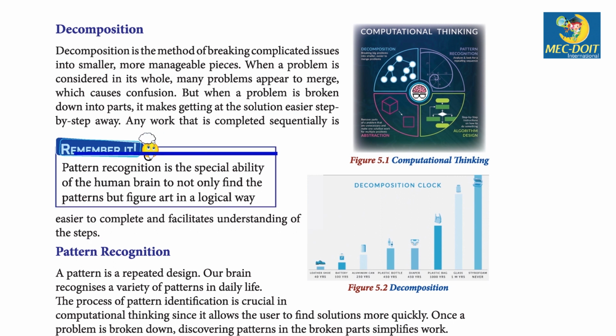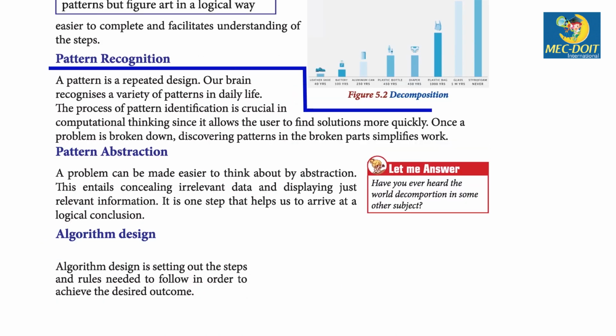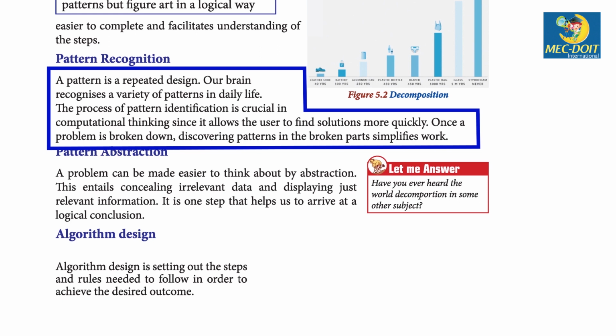Remember it. Pattern recognition is the special ability of the human brain to not only find the pattern but figure it out in a logical way. A pattern is a repeated design. Our brain recognizes a variety of patterns in daily life. The process of pattern identification is crucial in computational thinking, since it allows the user to find solutions more quickly. Once a problem is broken down, discovering patterns in the broken parts simplifies work.